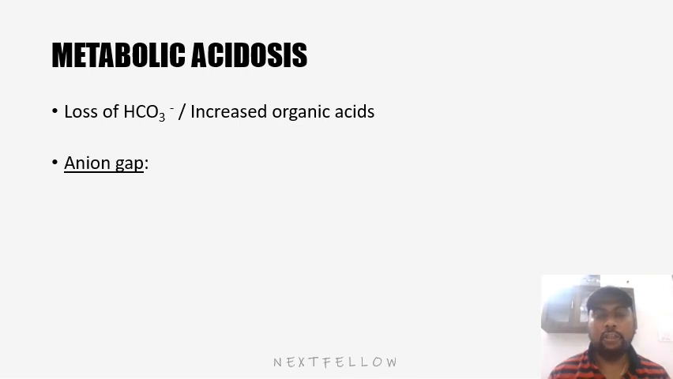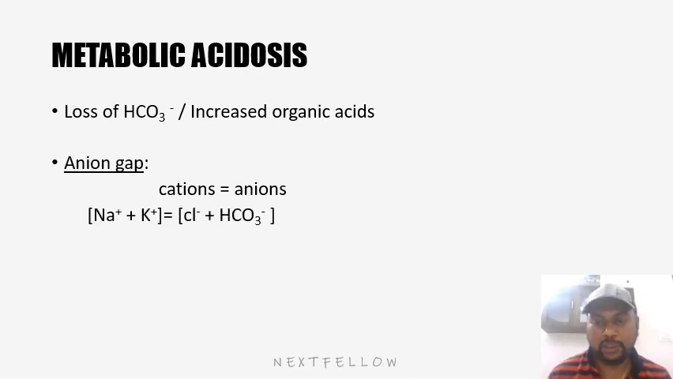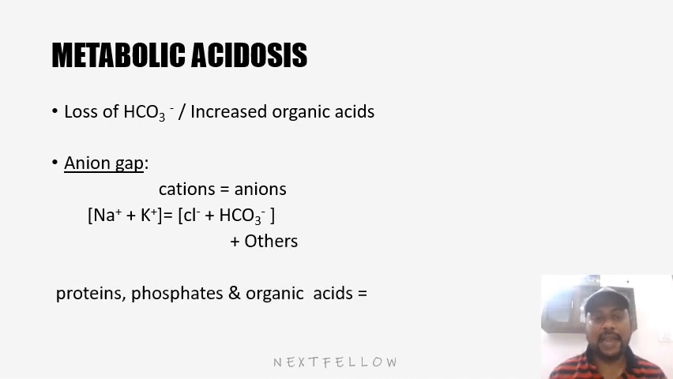Normally in our body, the total number of cations will always be equal to the total number of anions. That is the nature. But the measured cations, sodium and potassium, will never be equal to the measured anions, chloride and bicarbonate. Why is there a gap? That is due to some unmeasured anions like proteins, phosphates and organic acids. Together, these unmeasured anions constitute the anion gap.